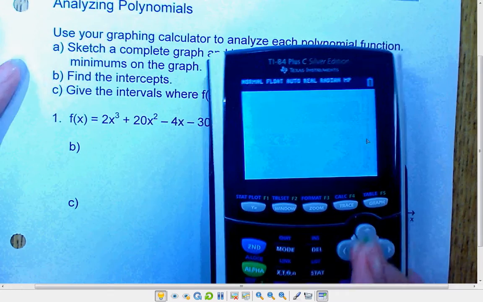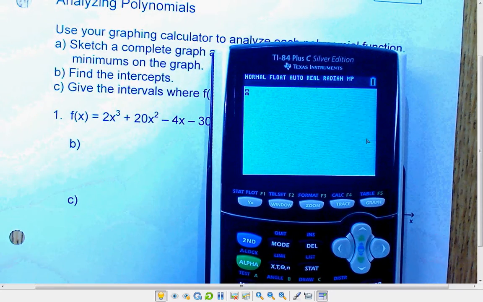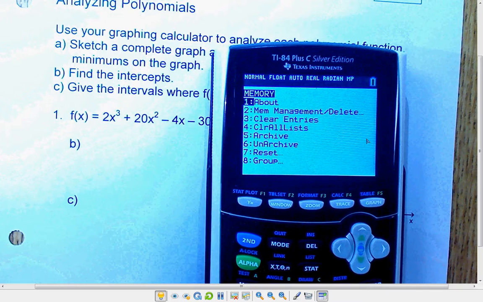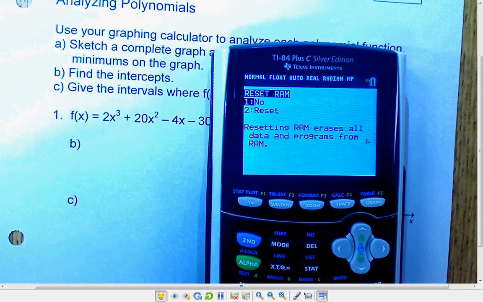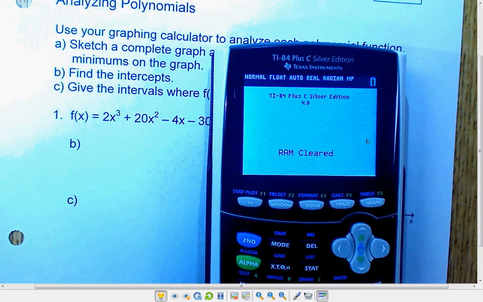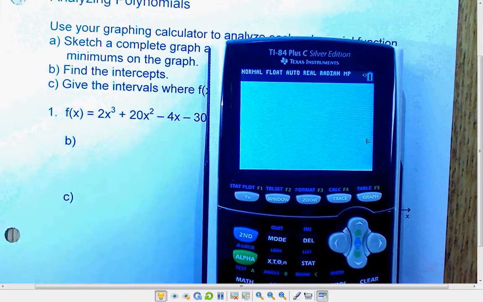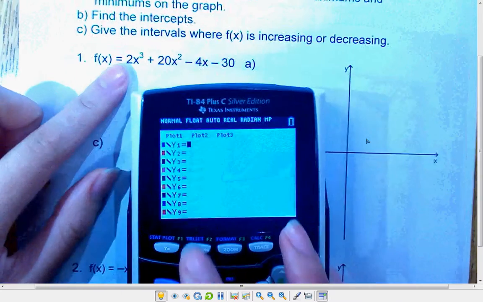The first thing I'm going to do is clear my memory just to make sure that my calculator won't mess up. So second plus 712. That way, if anyone was using my calculator before, now my memory's cleared. I'm starting again from scratch. So once your memory's clear, let's go into y equals to type in our equation.